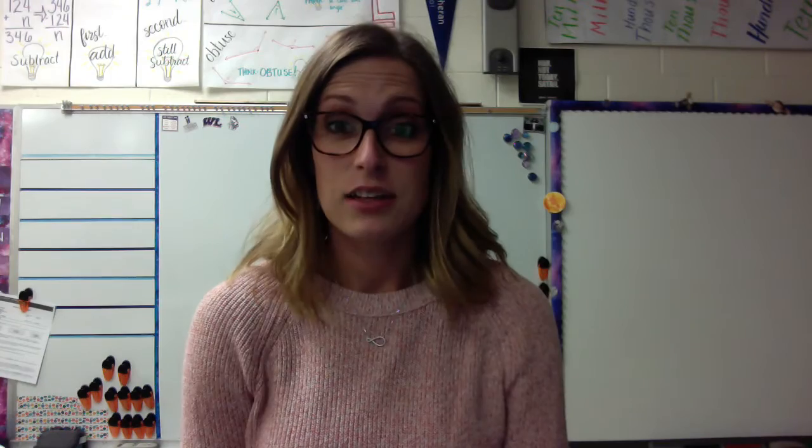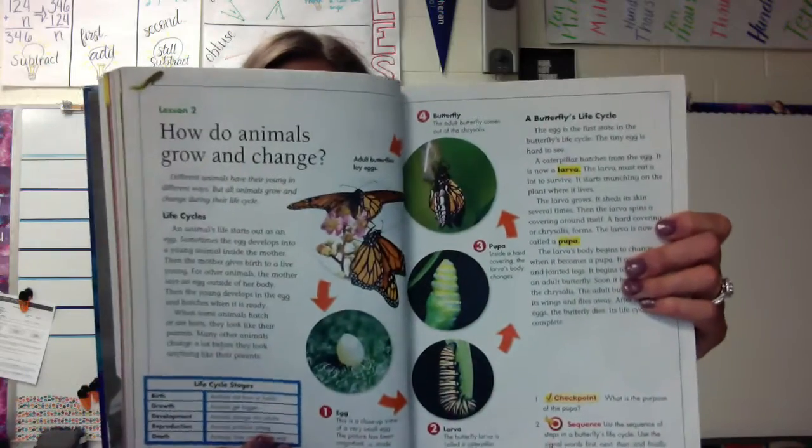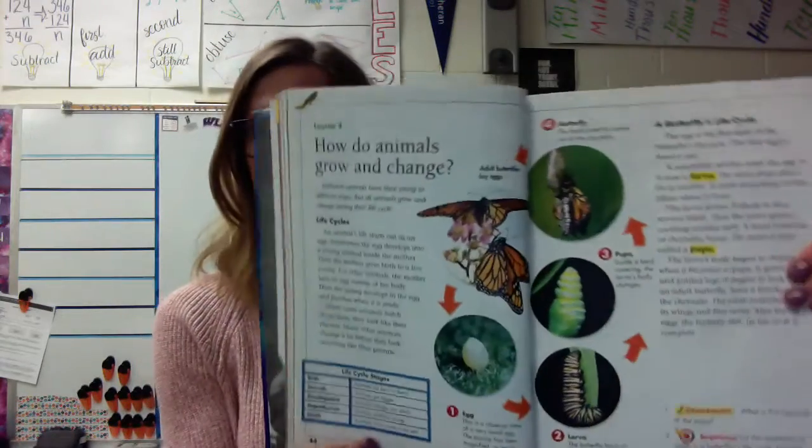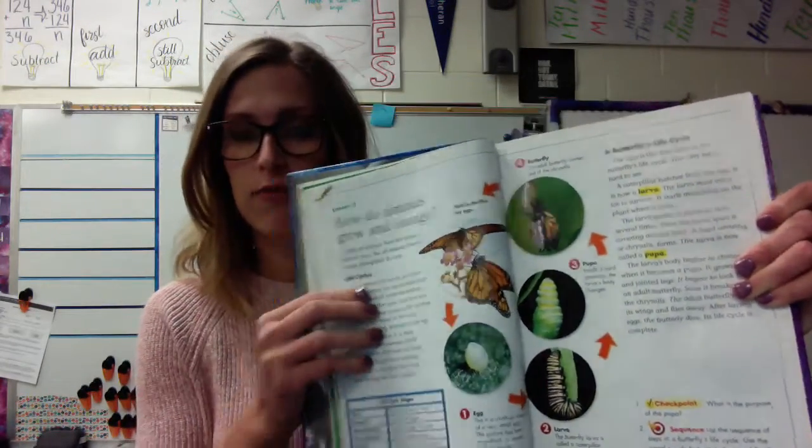Today we're in Science Chapter 2, Lesson 2. Today we're going to talk about how animals grow and change. So you need your book. We'll be on page 44, talking about the life cycle of how an animal grows and changes over its life.